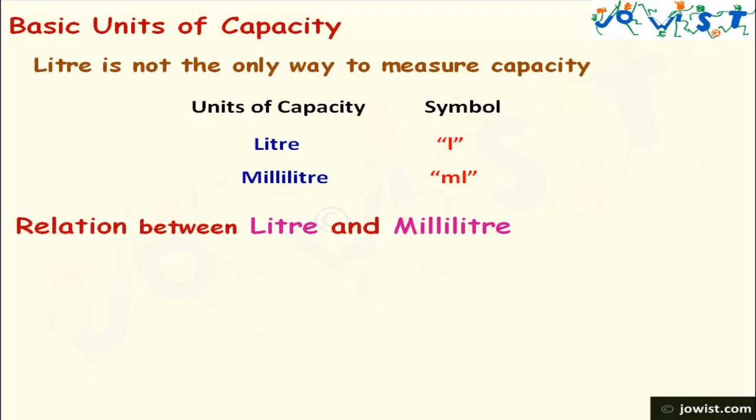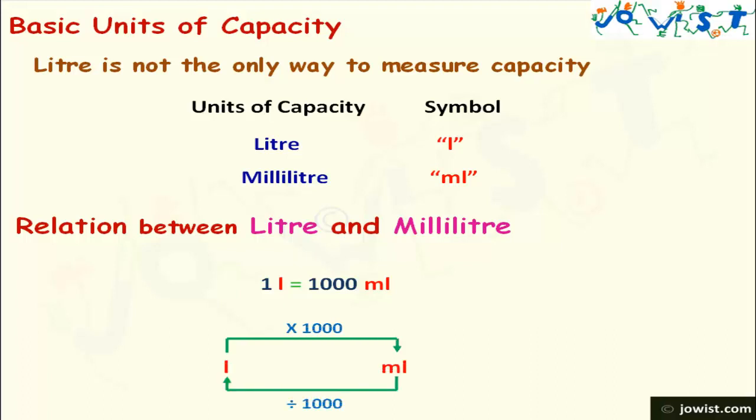The relationship between liter and milliliter. 1 liter is equal to 1000 milliliters. Therefore, in order to convert liter to milliliter, we need to multiply by 1000. And to convert from milliliter to liter, we need to divide by 1000.